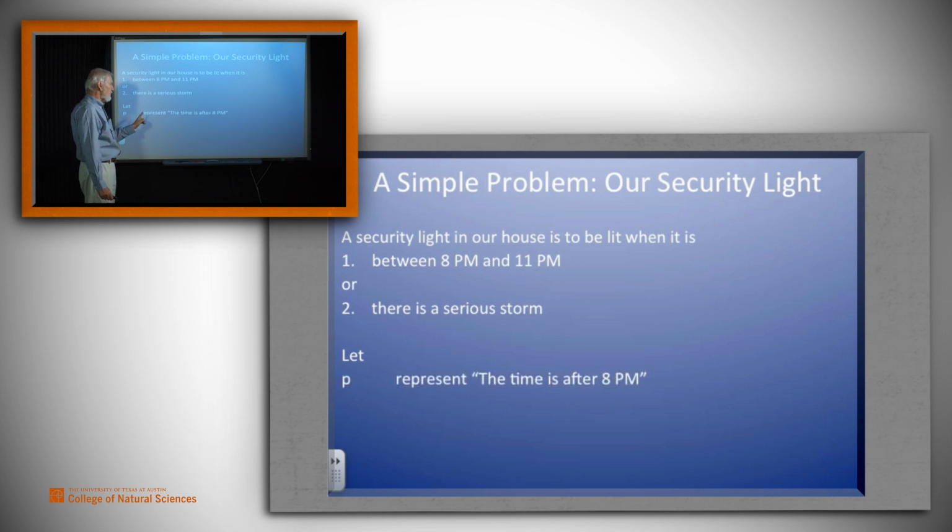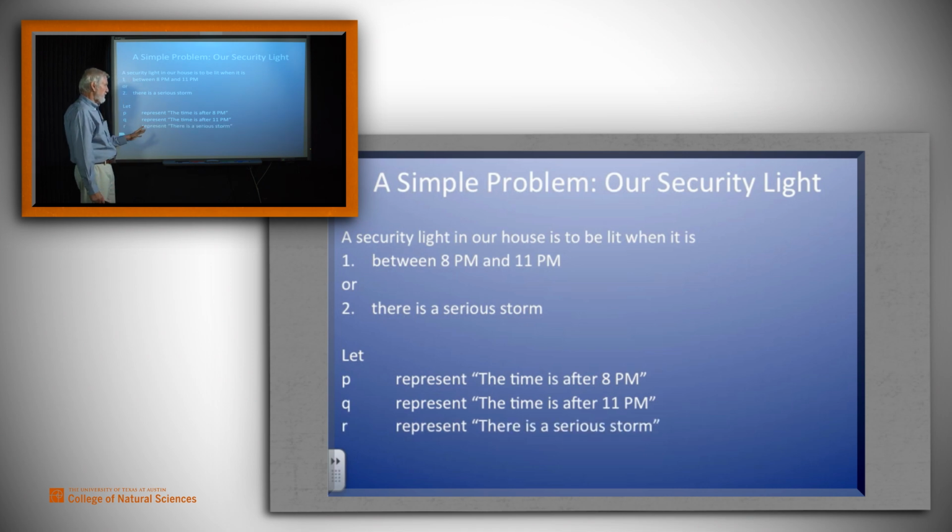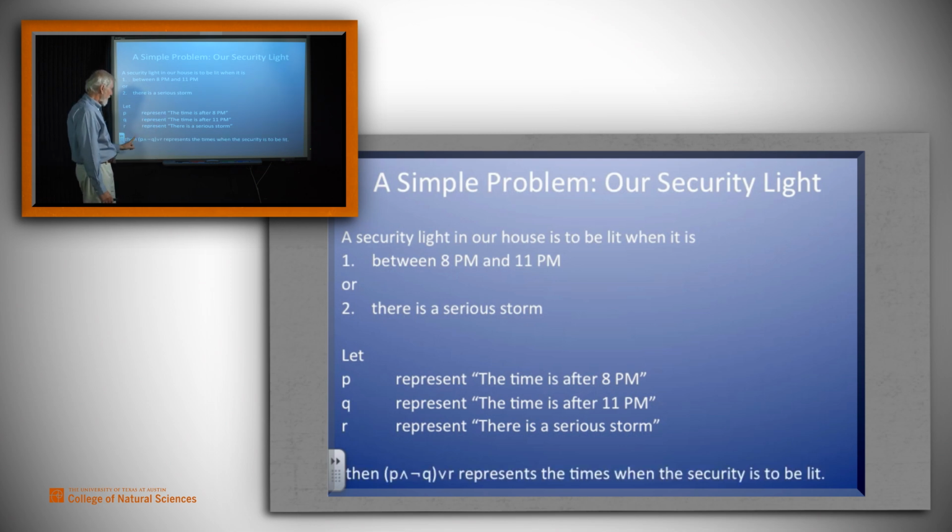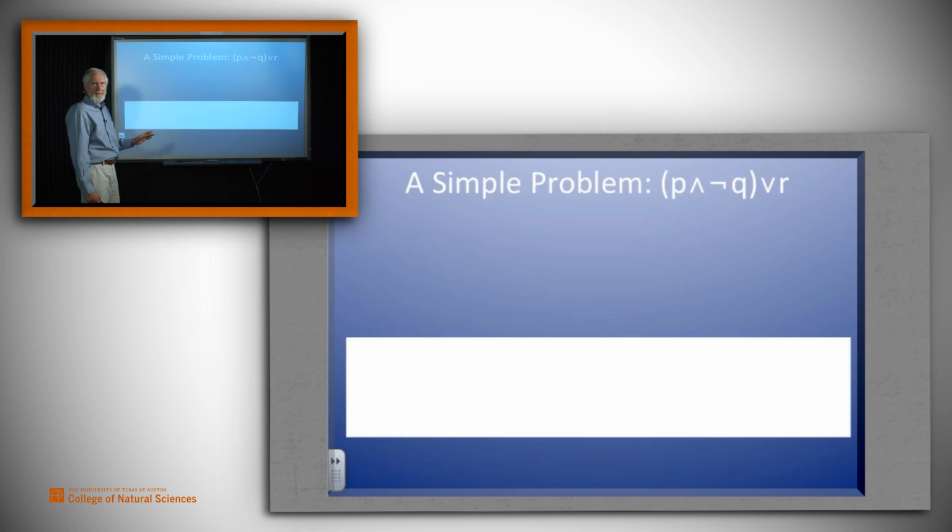Define P to represent the statement the time is after 8 p.m., Q to represent the time is after 11 p.m., and R to represent there is a serious storm. Stare at it for a second. We see that we do want the time to be after 8 p.m., but we don't want the time to be after 11 p.m. Remember, we want it to be between 8 p.m. and 11 p.m. So we want this to be true, this to be false, and finally, we would allow a serious storm also to trigger the light. So the expression P and (not Q) or R represents the exact times when we want the light to be lit. How do we build that into our logic?